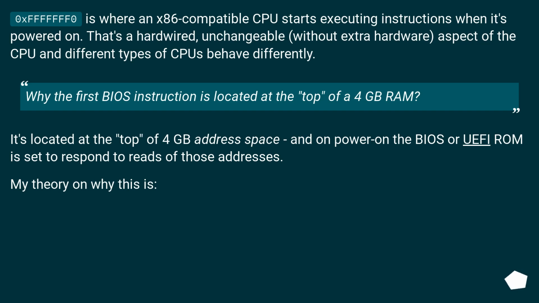0xFFFFFF0 is where an x86 compatible CPU starts executing instructions when it's powered on. That's a hardwired, unchangeable, without extra hardware, aspect of the CPU, and different types of BIOS behave differently. Why the first BIOS instruction is located at the top of a 4 GB RAM: it's located at the top of 4 GB address space, and on power on the BIOS or UEFI ROM is set to respond to reads of those addresses.